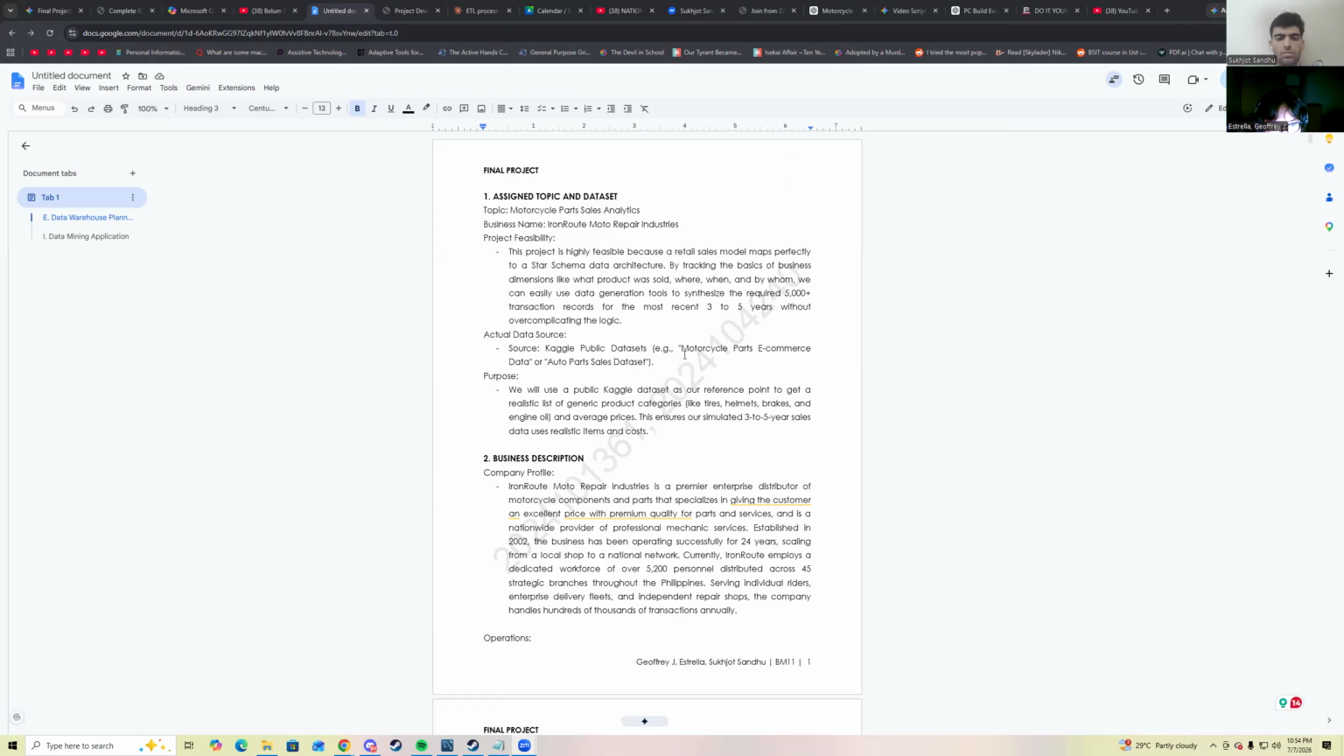Our actual data source came from Kaggle public datasets. We use it as a reference for our 5,000 transaction records, covering the most recent 3 to 5 years. To ensure our simulated data is realistic, we use Kaggle as a reference. This dataset provides realistic product categories like tires, helmets, brake components, engine oil, batteries, and chains, along with retail pricing information.